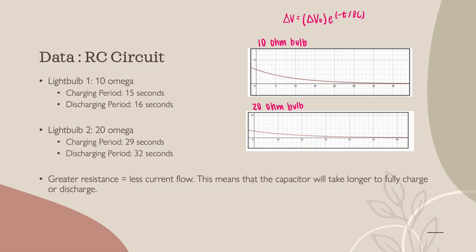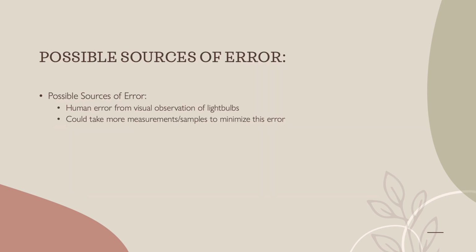And here's a picture of the setup again, and then our actual circuit in lab. And for light bulb 1, which is 10 ohms, we found the charging period to be 15 seconds and discharging period to be 16 seconds, which you can see on the graph over here. And then for light bulb 2, 20 ohms, we found the charging period to be 29 seconds and discharging period to be 32 seconds. So what we can conclude from this is greater resistance equals less current flow. So the capacitor will take longer to fully charge or discharge with greater resistance.